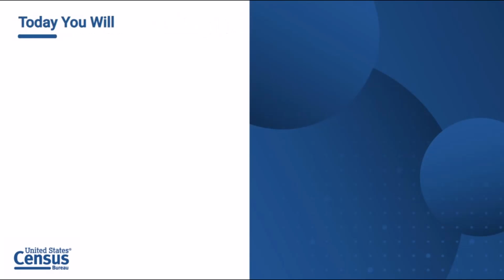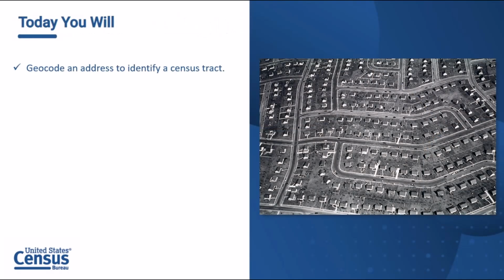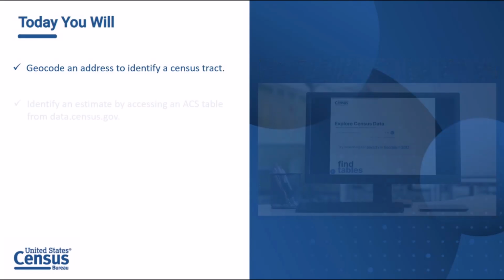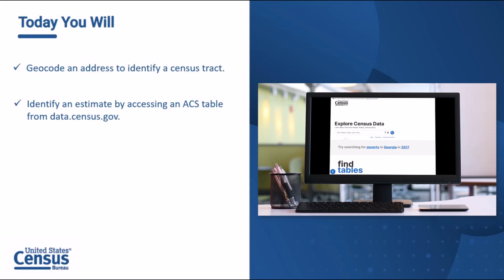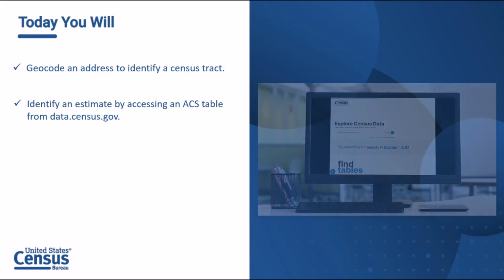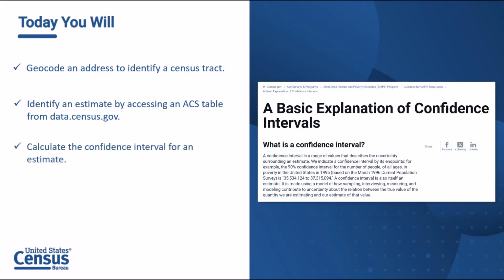Today, you will geocode an address to identify a census tract. You will identify an estimate by accessing a table using Data.census.gov. Then you will calculate the confidence interval for an estimate.